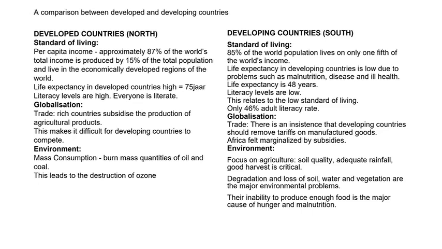So in the North, for standard of living, approximately 87% of the world's total income is produced by 15% of the total population, who live in the economically developed regions of the world. Whereas in the developing countries, 85% of the world population lives on only 1/5 of the world's income. Life expectancy in the North, or in the developed countries, is 75, whereas in the South, it is only 48. And the reason for this is problems with malnutrition, disease, and ill health.